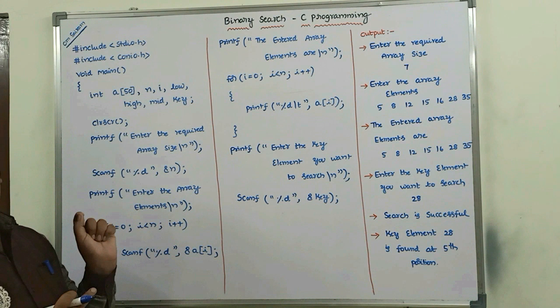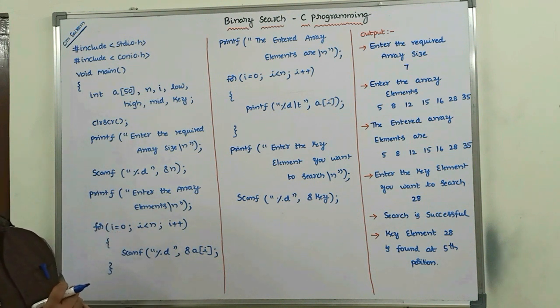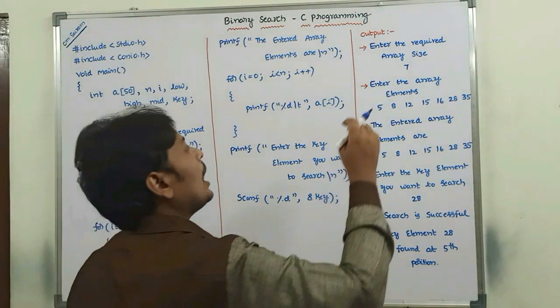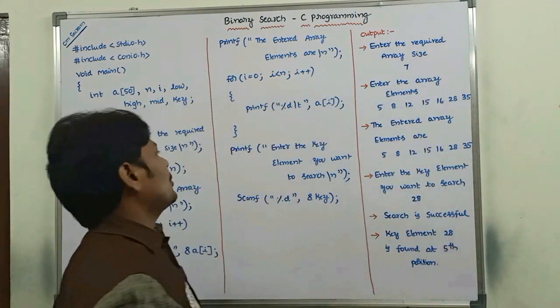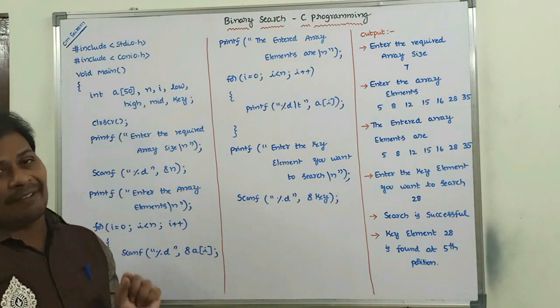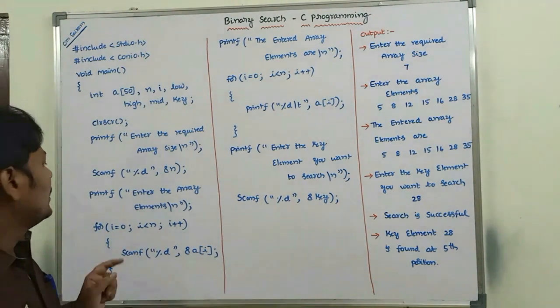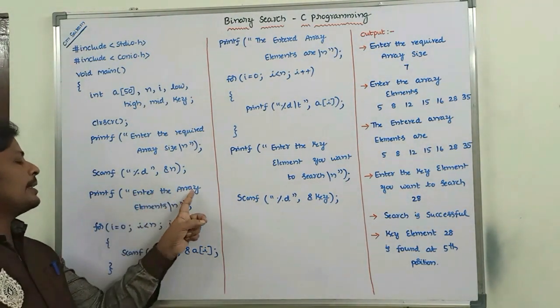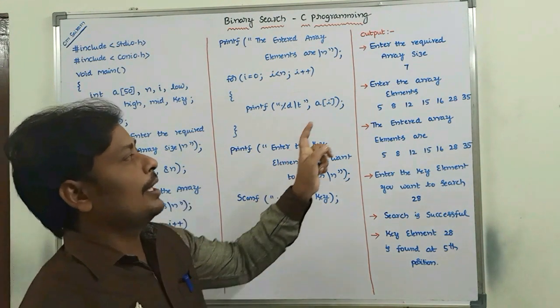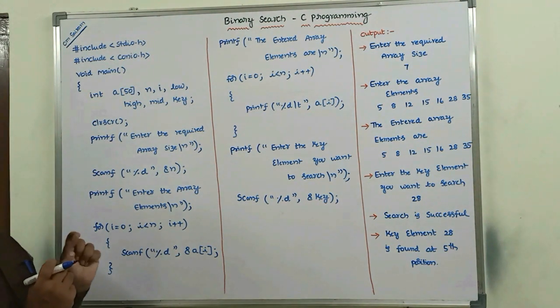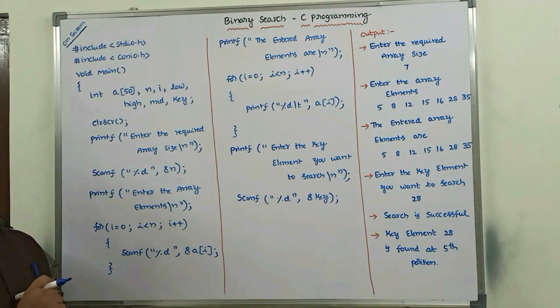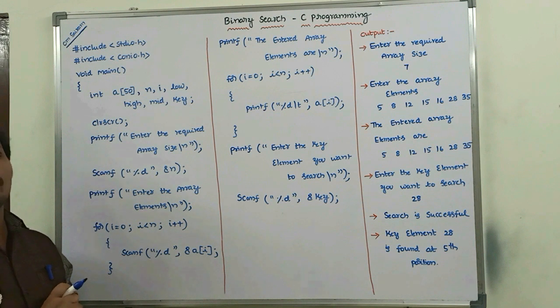This n value is the required array size. That value is read from the keyboard by using the scanf function. So in the output, enter the required array size, that is 7. So the n value is given as 7 from the keyboard. Next one, printf enter the array elements. To read the elements from the keyboard we use a for loop and the scanf function.